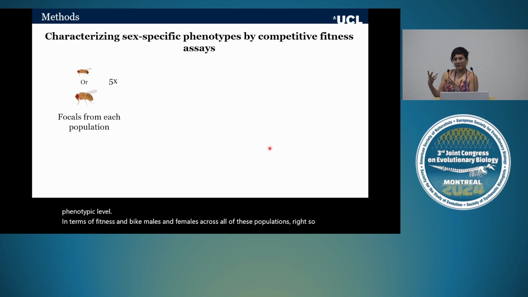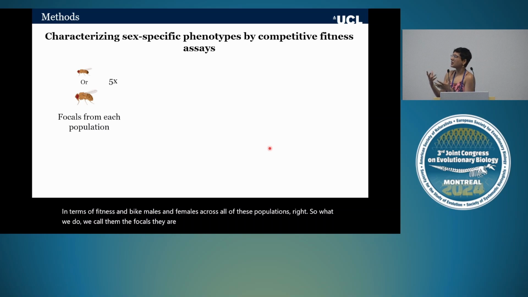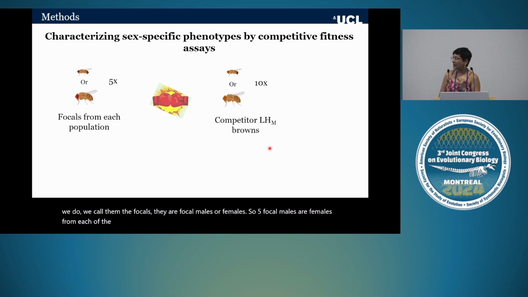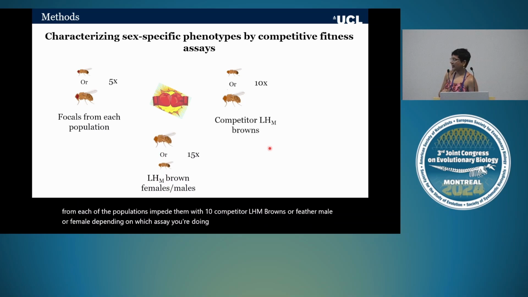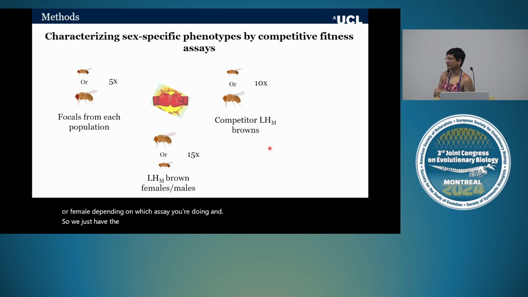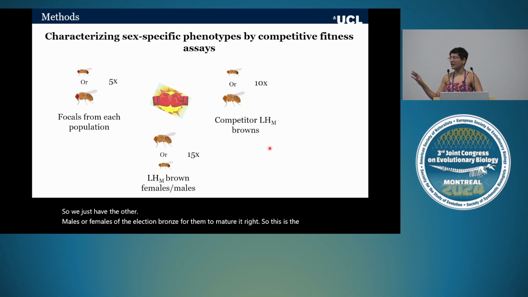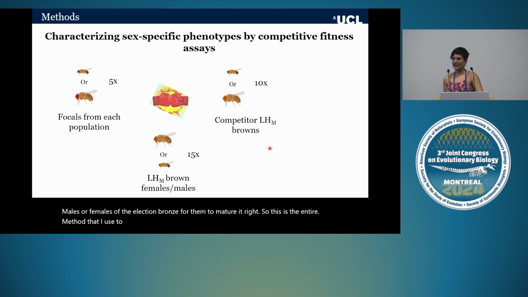So what we do, we call them the focals. There are focal males or females, so 5 focal males or females from each of the populations, compete them with 10 competitor LHM browns of either male or female, depending on which assay you're doing. And then we just have the other males or females of the LHM browns for them to mate with. Right, so this is the entire method that I use to do the competitive fitness assays to characterize the fitness effects.